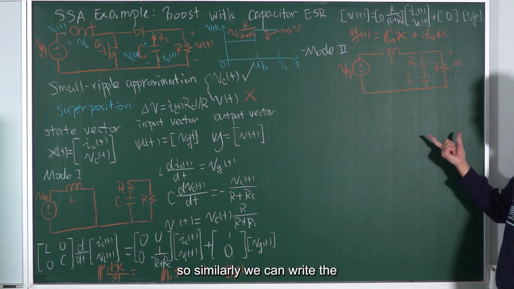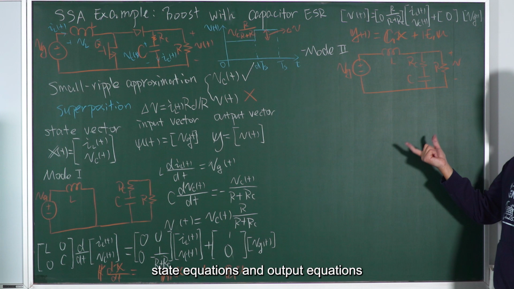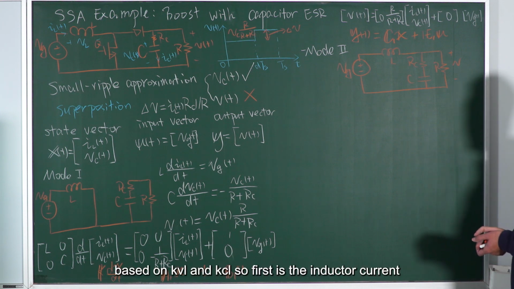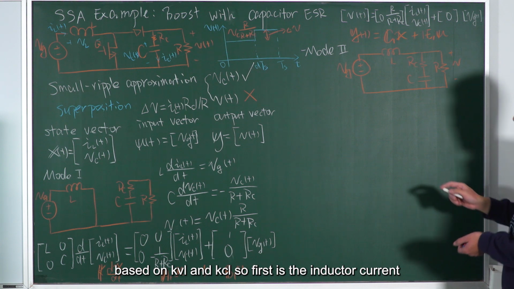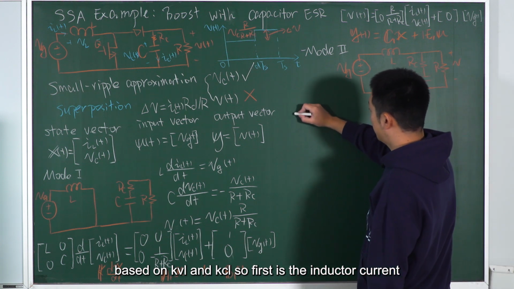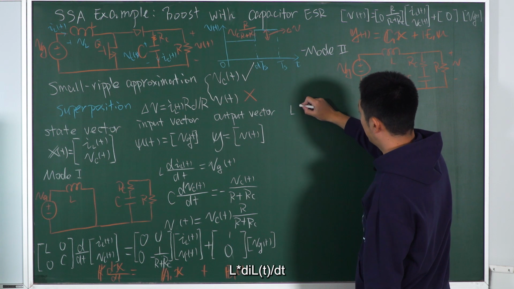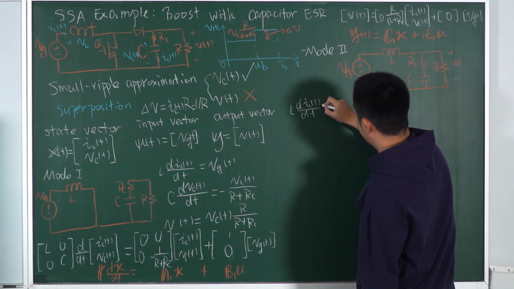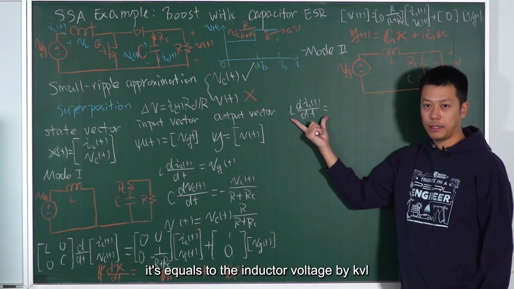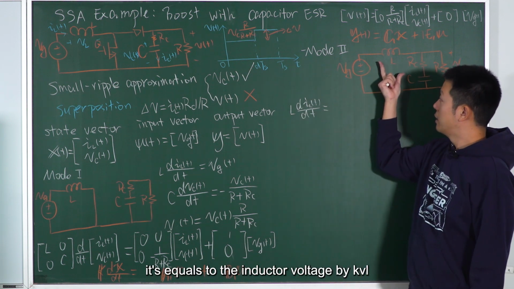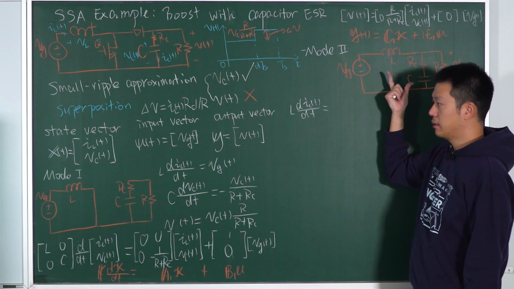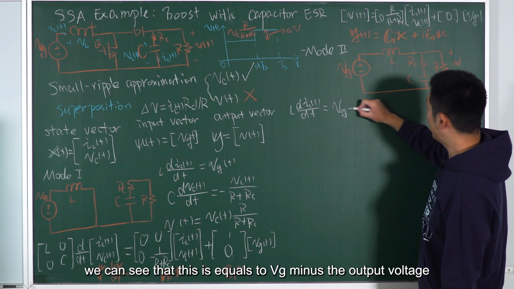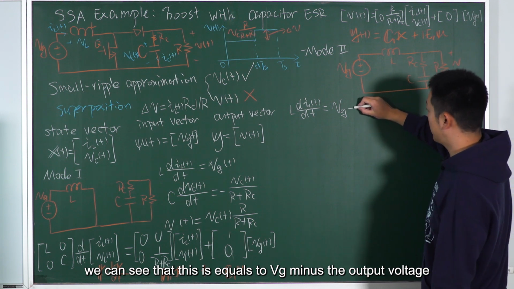So similarly, we can write the state equations and output equations based on KVL and KCL. So first is the inductor current, right? L dIL over dt equals the inductor voltage. By KVL, this equals Vg minus the output voltage.